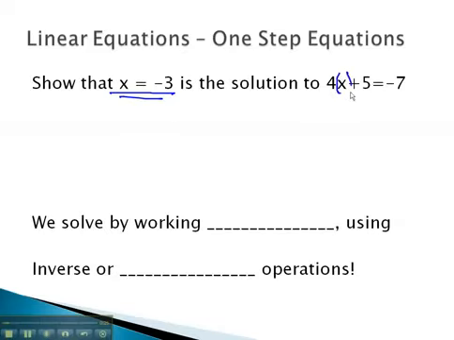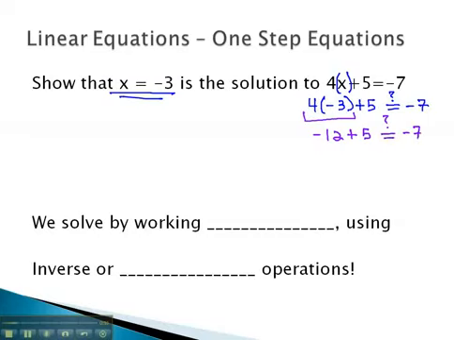That means if I replace the x with negative 3, we should get a true equation. 4 times negative 3 plus 5. Will that equal negative 7? Order of operations tells us to multiply first, giving us negative 12 plus 5. Hopefully, that will be negative 7. Sure enough, negative 12 plus 5 is negative 7, and we get a true equation. Any other number for x will not give us a true equation in this example.